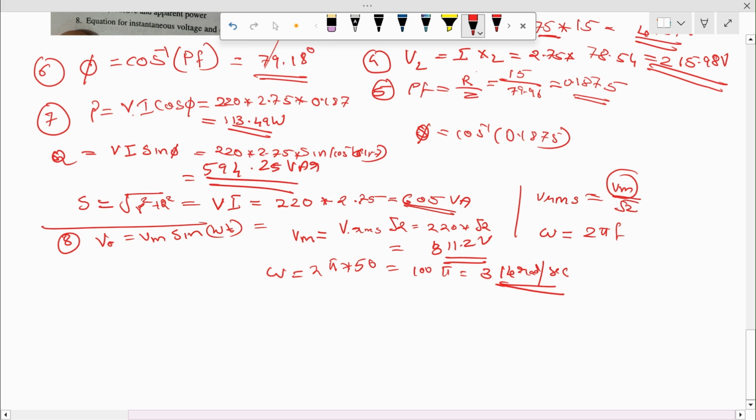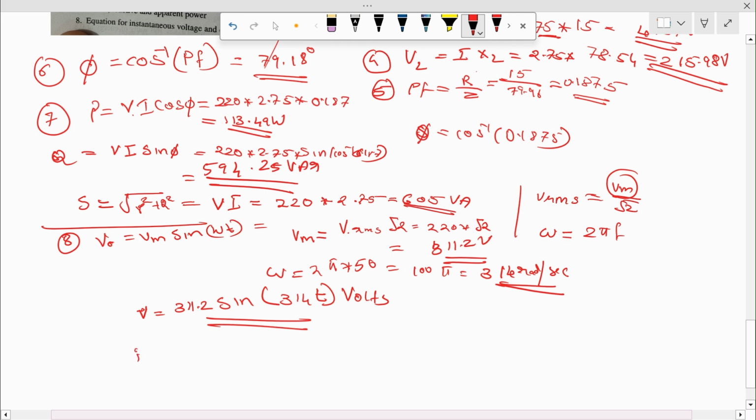Now we got Vm and omega. Now how do we write the instantaneous value of voltage? We have to use small letter v is equal to Vm, what is Vm? 311.2 into sine omega t, 314 t. Okay, this is the instantaneous value of voltage, the equation of voltage.